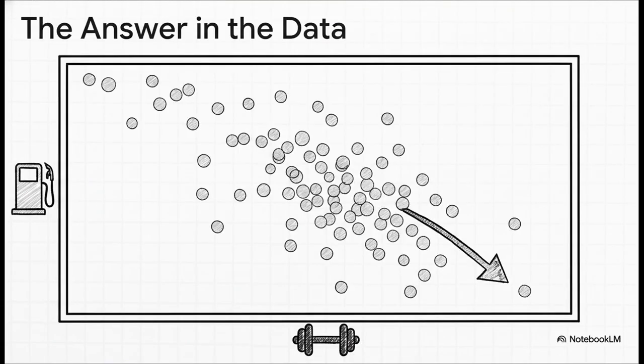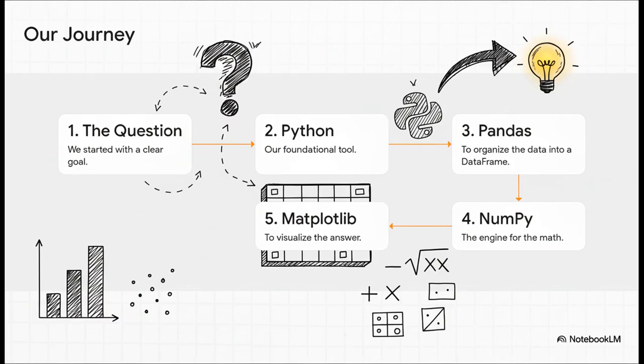And there it is. That's the picture that one line of code gave us. And the answer is just obvious, isn't it? You can see it right away. As the car's weight along the bottom increases, the miles per gallon on the side clearly goes down. What started as just a hunch, a feeling, is now a real data-backed conclusion that anyone can understand in a single glance.